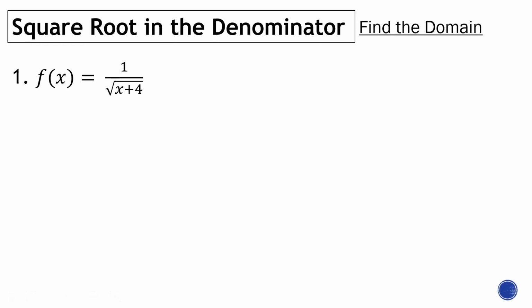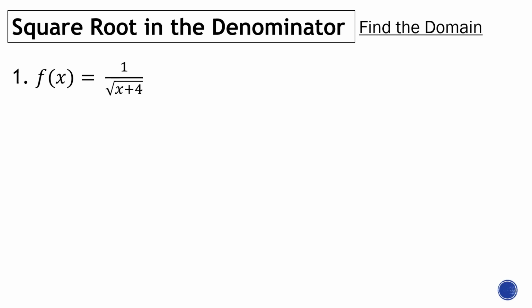Since we have a rational function and a square root in the denominator, there are two restrictions. What are those two restrictions? Number one is that the denominator cannot be equal to 0. The second is, since there is a square root in the denominator, that x plus 4 cannot be equal to a negative number. So it cannot be equal to 0, and it cannot be a negative number, which means that it can only be positive.